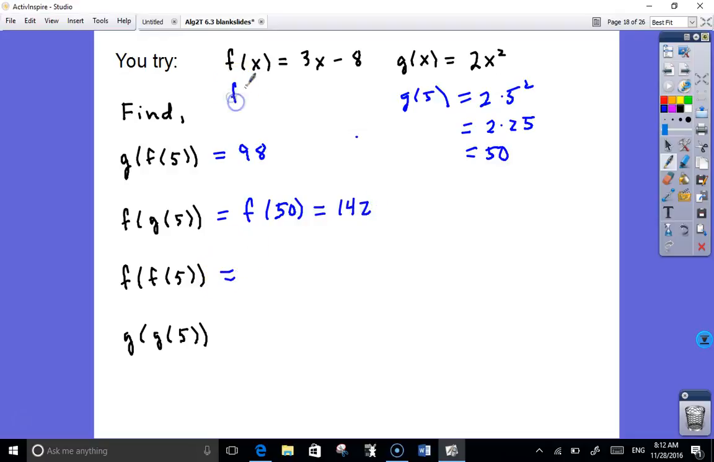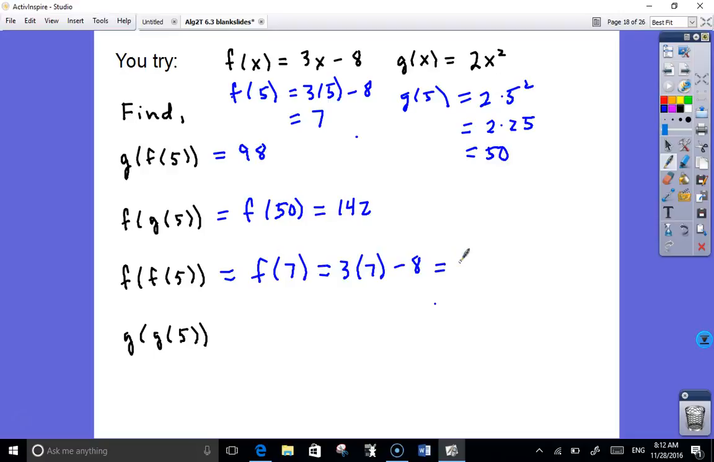Let's see, f of 5 is 3 times 5 minus 8, which is 7. So we have to say that's f of 7. And then we can just go back to the same equation again. That's 3 times 7 minus 8, which is 13. Okay, same way with the g. We already found g of 5, so we just need to do this again. What's g of 50?